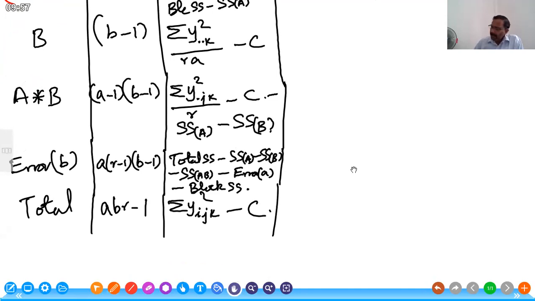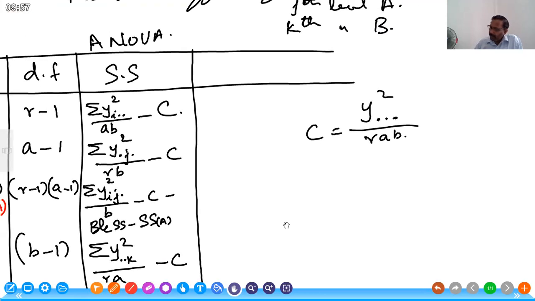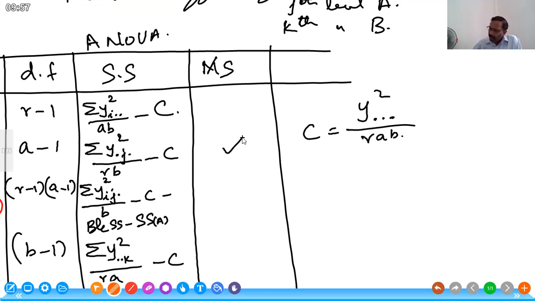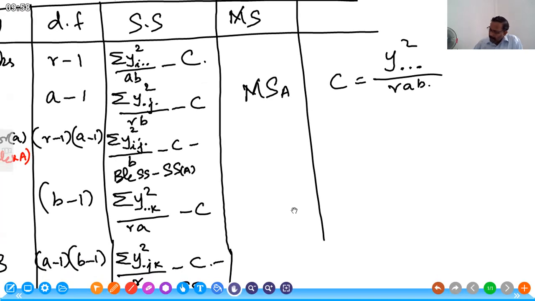Now, mean square is simple. Mean square is, as you all know, we can calculate the mean square, not a problem. Usually mean square is not necessary for block, but I will put it as mean square for A. You can calculate the rest of the mean squares. Mean square for error A, that also you can calculate.